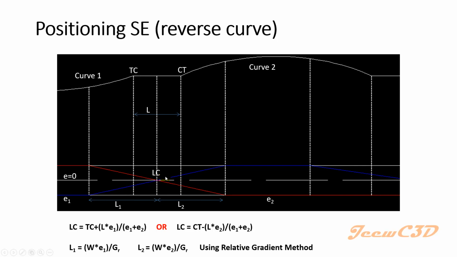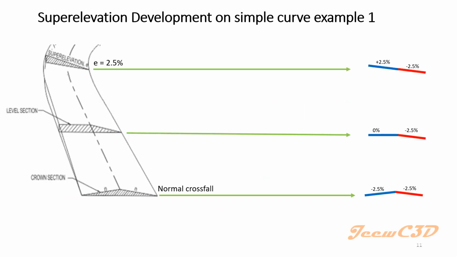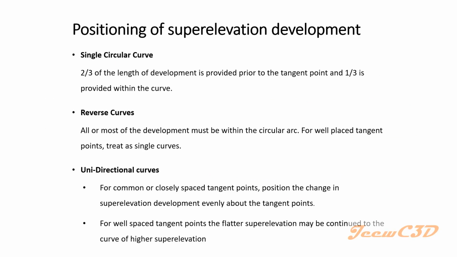Then I have the unidirectional curves. So if I move back to the presentation, here, for unidirectional and reverse curves, all or most of the super elevation development length must be within the circular arc for well-placed tangent straights as single curves. This is the same thing I explained a little bit earlier. So if you have a larger tangent in between two curves, they will be treated as single circular curves, like this case.